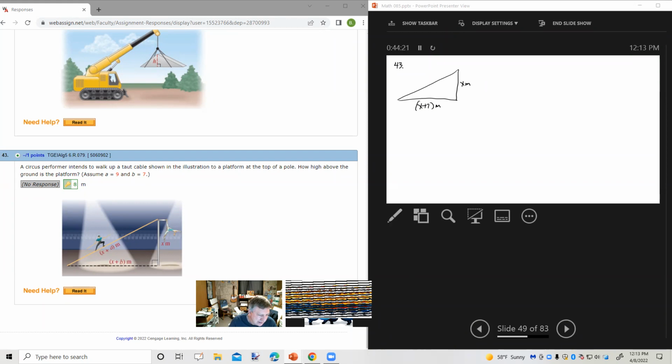And the ramp, I guess, is x plus a meters, or x plus 9 meters. Okay, here's our right angle. So this is the hypotenuse. This is C. We'll call this A and this B. So A squared plus B squared equals C squared. X plus 7 squared plus X squared equals X plus 9 squared.